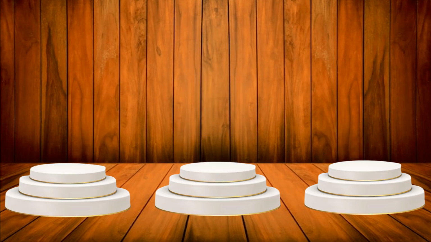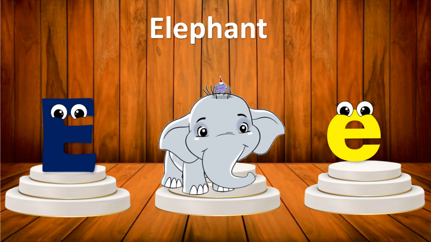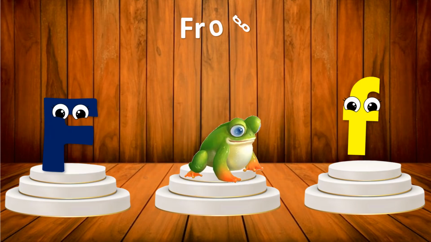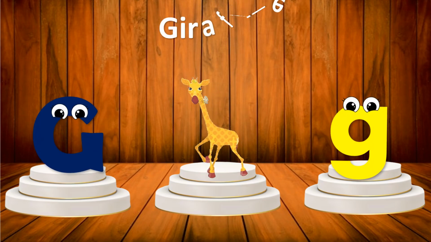E is for elephant. Elephant. F is for fox. Fox. G is for giraffe. Giraffe. H is for horse.